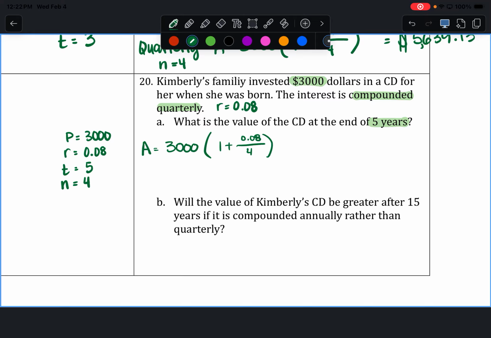To the parentheses exponent 4 times 5. There we go. I told you the interest rate. It is not written in the question. I forgot to write it in the question, so I had to tell you it. And so once you get that, go ahead and put that in your calculator and tell me how much money is in the account after 5 years.